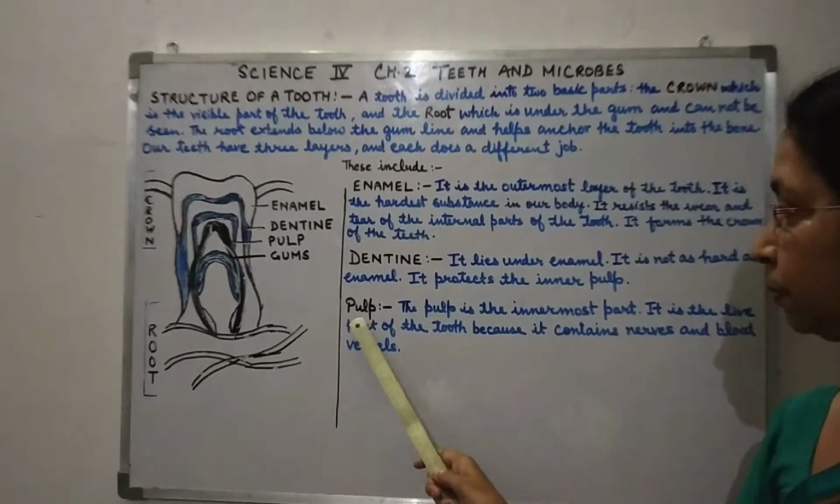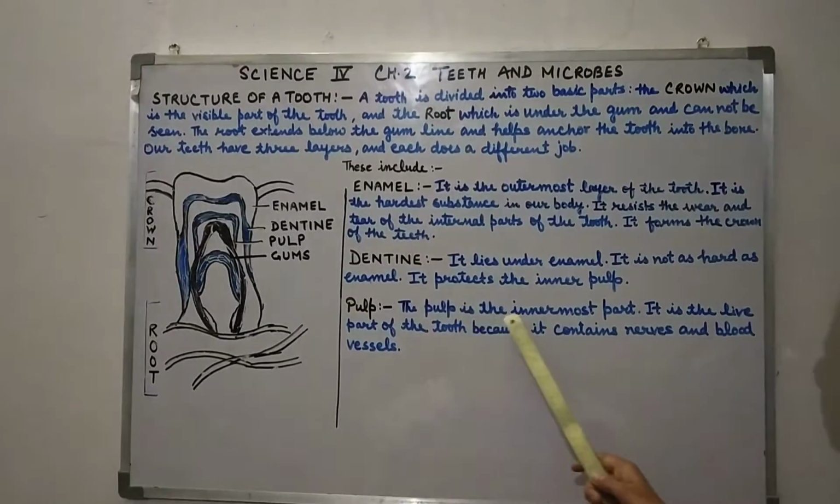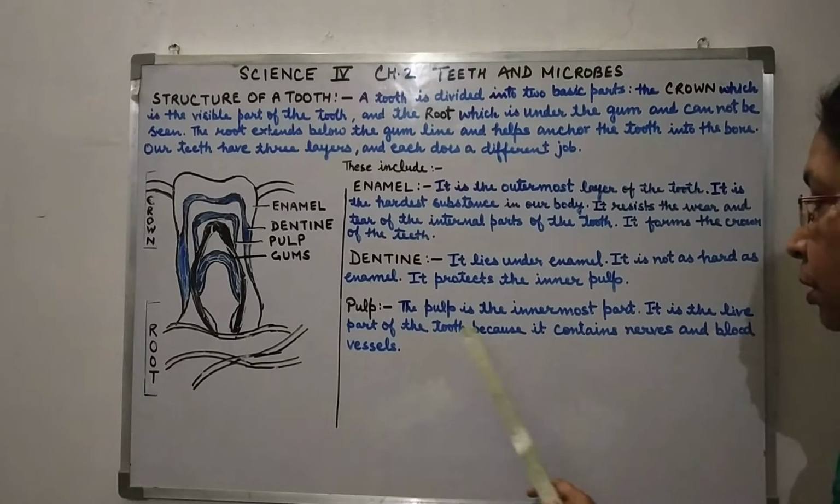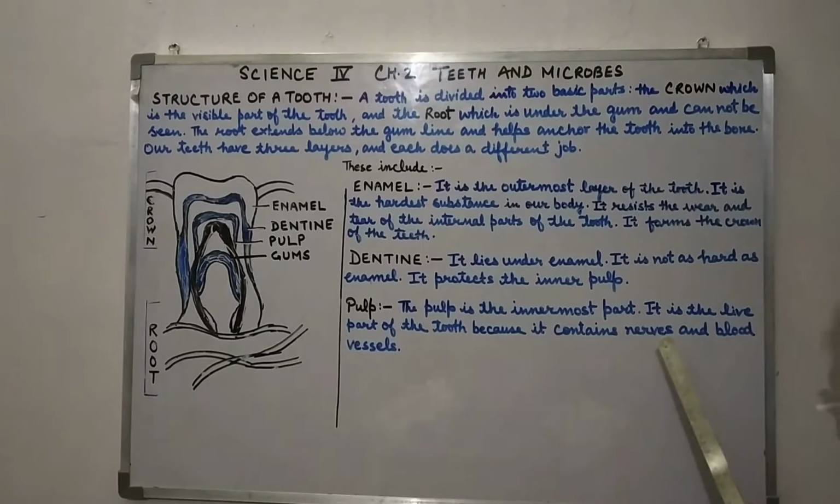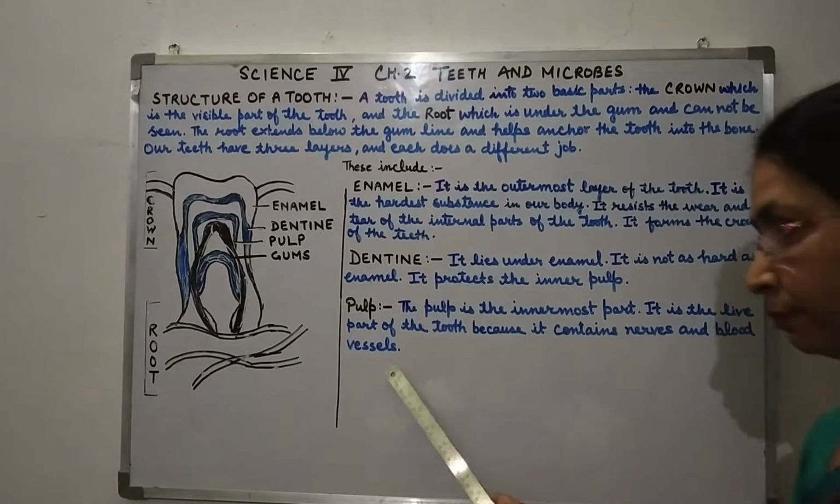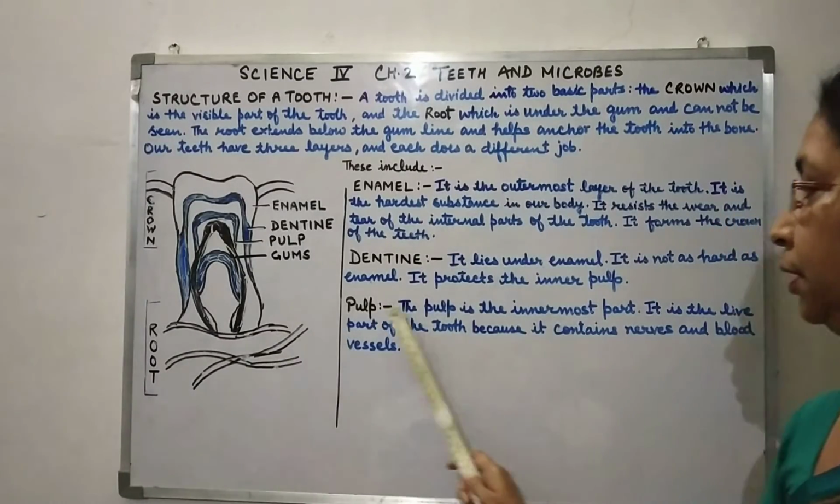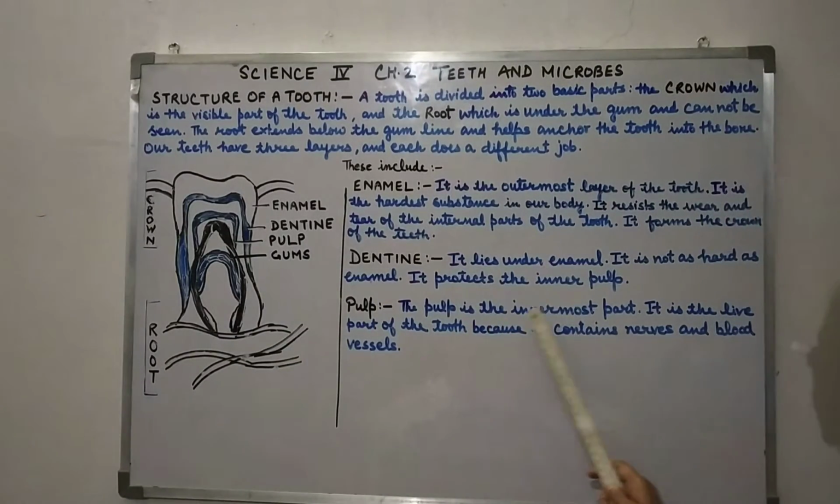And let us see what pulp is. The pulp is the innermost part of the tooth. It is the living part of the tooth because it contains nerves and blood vessels.